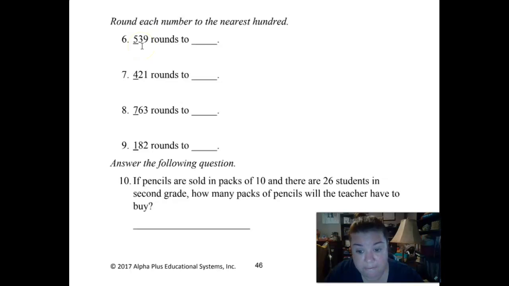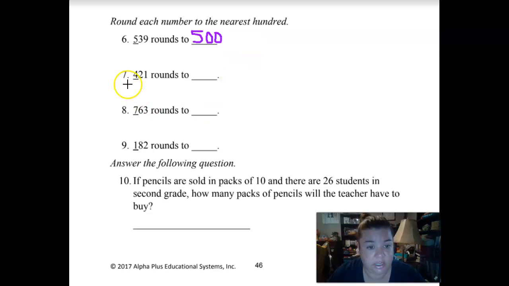Is the 3 more or less than 5? Okay, so 3 is less than 5. So that means this is going to stay the same. So our 5 stays the same. And then everything else becomes a 0. Okay, try the next one.